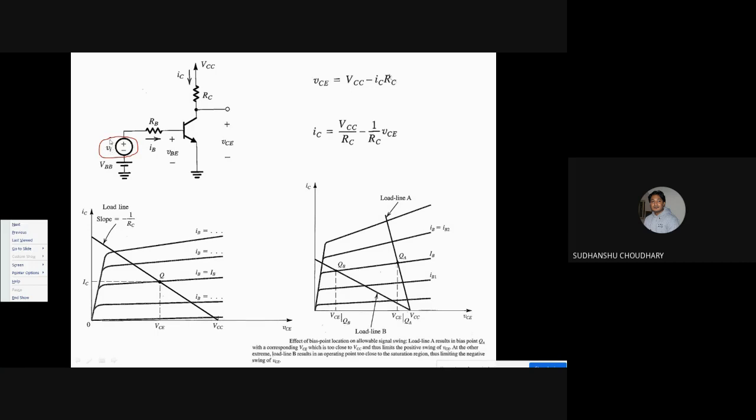So this small signal is superimposed on the DC biasing voltage. This is my small signal which I want to amplify. So this is superimposed on the DC bias, that is the battery. When I do this, I can amplify this signal. That is, at the output here, I'll get an amplified signal.